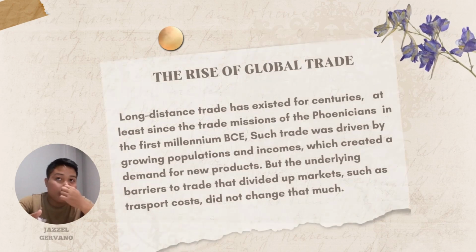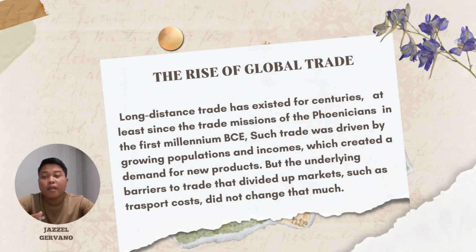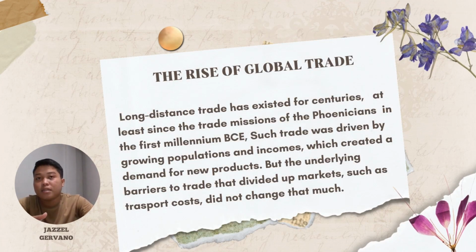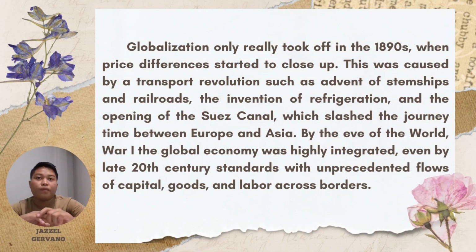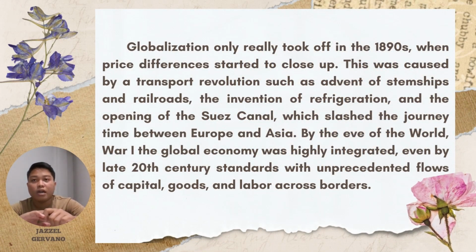The next one is the rise of global trade. Long distance trade has existed for centuries, at least since the trade missions of the Phoenicians in the first millennium BCE. Such trade was driven by growing population and incomes, which created a demand for new products. But the underlying barriers to trade that divided up markets, such as transport costs, did not change that much. So globalization really took off in the 1890s when the price differences started to close up.